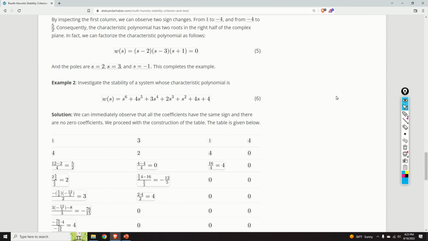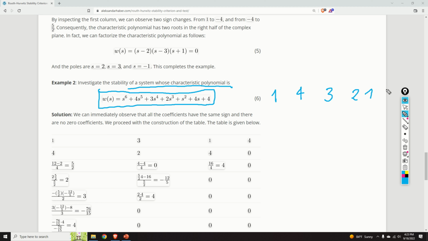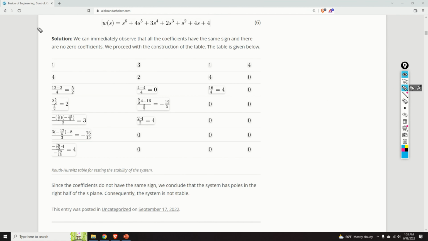Okay, so here's our example 2. This example is a little bit more complex since the construction process of the Routh-Hurwitz table is more tedious. So we are looking into the stability of a system whose characteristic polynomial is given by this equation over here. Here the coefficients are obviously 1, 4, 3, 2, 1, 4, and 4. Here is our test table. Here I will not explain how to construct this table in order to make this video as short and concise as possible. I explained the construction process in other parts of this video.